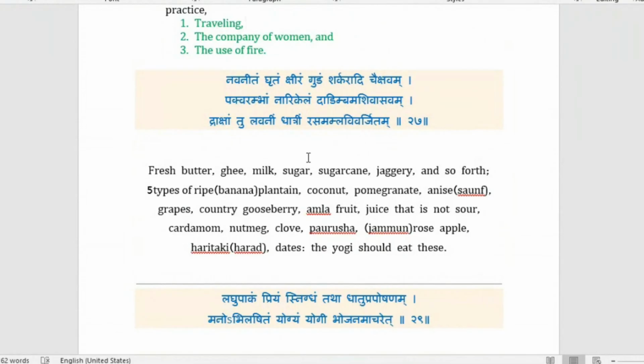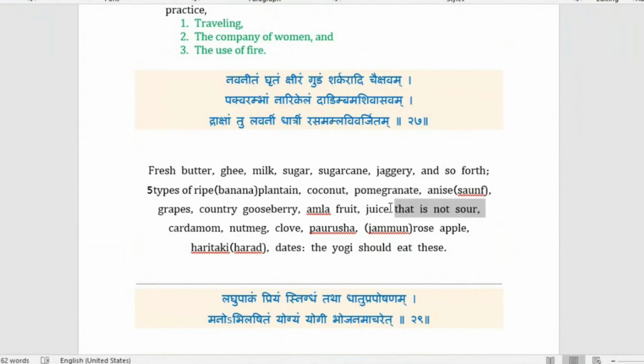Next, fresh butter, navneet, ghrut, kshira, jaggery, sugar, sugarcane, and so forth. That means fresh butter, ghee, milk, sugar, sugarcane, jaggery. Five types of ripe banana, or what we call plantain. Then coconut, pomegranate, anise, that is saunf. Then grapes, country gooseberry, amla fruit. Then juice that is not sour.